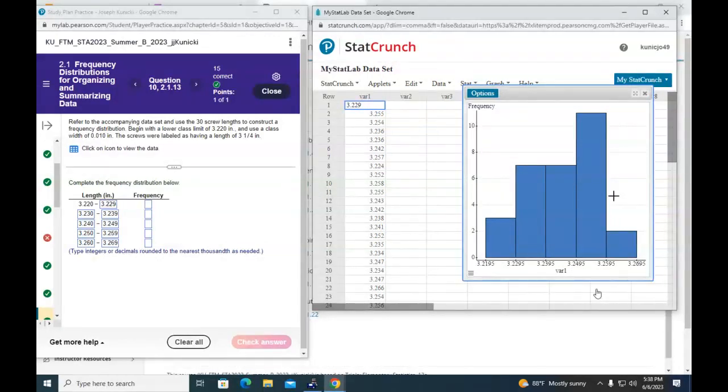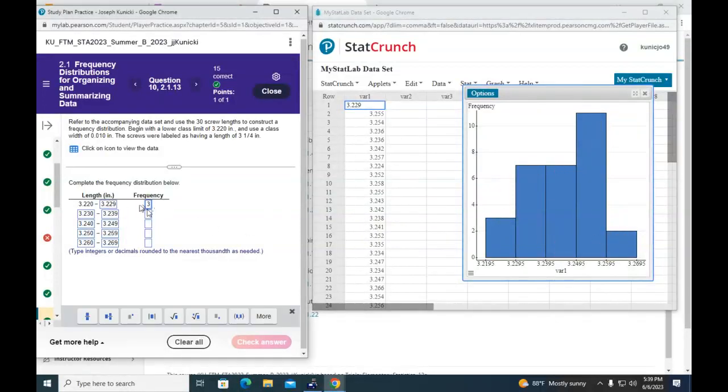See, halfway between these two numbers is 3.2295, because you always got to go one more decimal place than your data has. So this is three decimal places, so the boundaries have four decimal places. And once you get these, now it's real easy to read the numbers. It's 3, 7, 7, 11, 2.